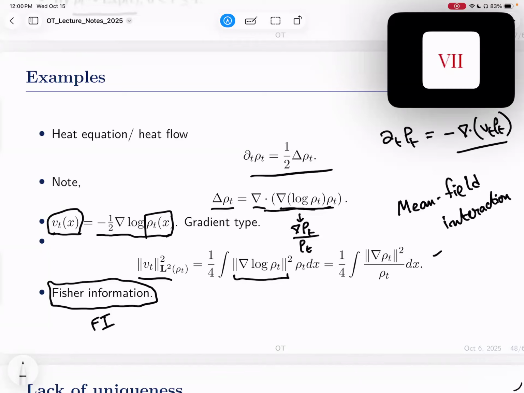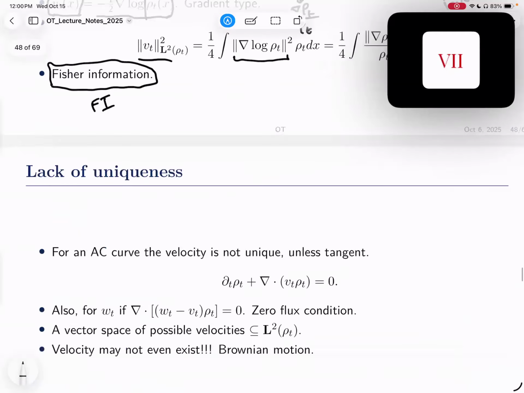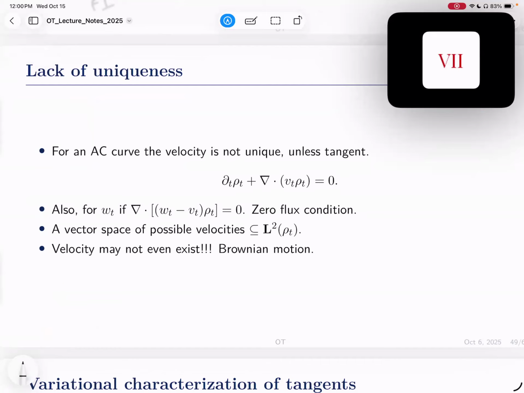Okay, we go back to the lack of uniqueness. By the way, is this example clear? So we go back to the lack of uniqueness of this velocity field. For an absolutely continuous curve, the velocity field is not unique unless it's a tangent velocity. And we have talked about this a bit. Let's look into this absolutely continuous curve. It's a solution of ∂t rho t plus the divergence of vt rho t equals 0. That's the PDE that I'm trying to solve.